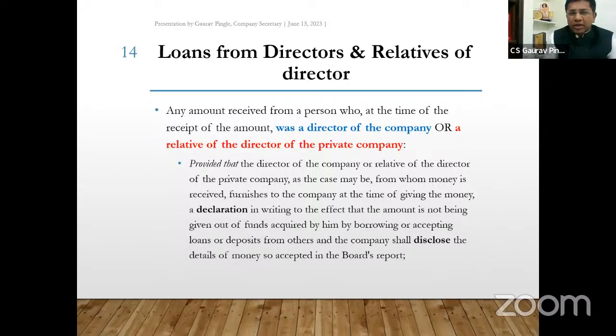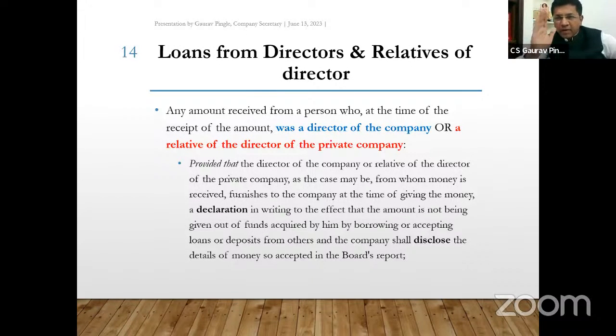What it talks about over here is that any amount received from a person who at the time of receipt of amount was a director of a company. When it says a company over here, it includes a private company and a public company. So a director of a private company or a public company can give an amount to a company. And when it talks about a relative, it is only in relation to a relative of a director of a private company. So if a public company has received money from a relative of a director, it is not an exempted deposit. It is a deposit.